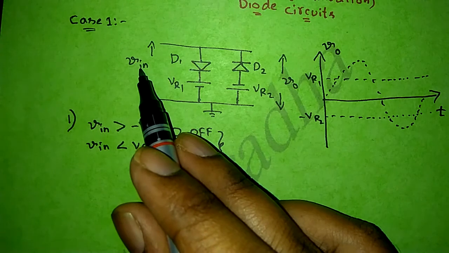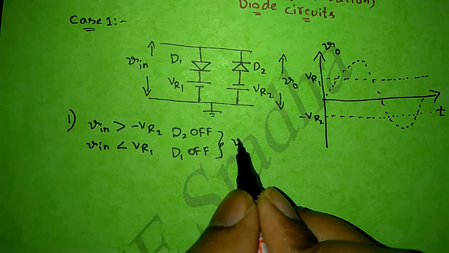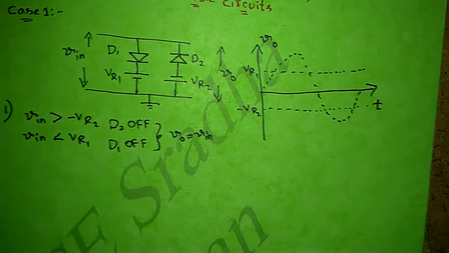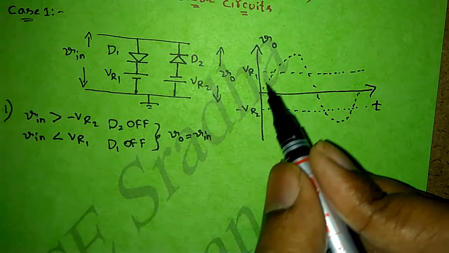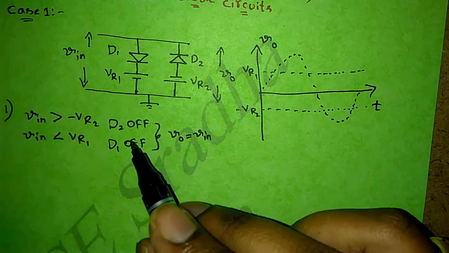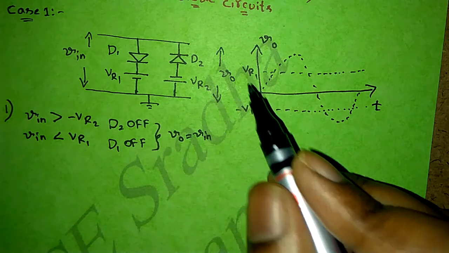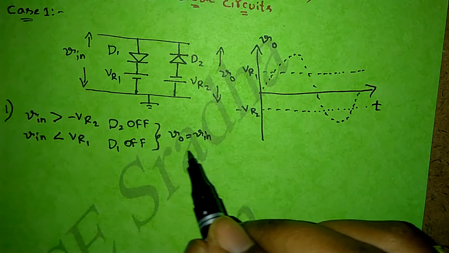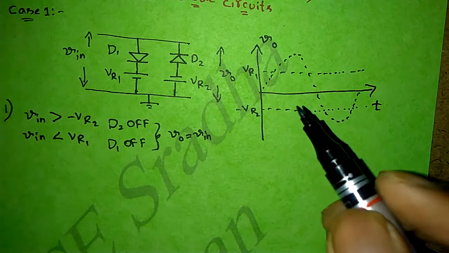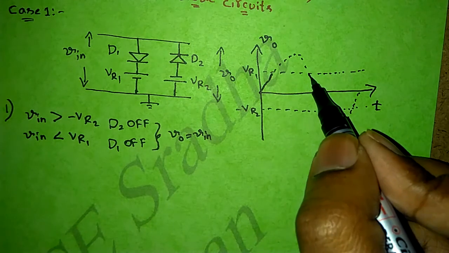So the input as it is will appear at the output. So from these conditions, output becomes input. If you observe carefully in this output graph, at this curve and at this curve and at this curve, the condition is same. That means our input lies between both the reference voltages VR1 and minus VR2. So this condition will be applicable at this.